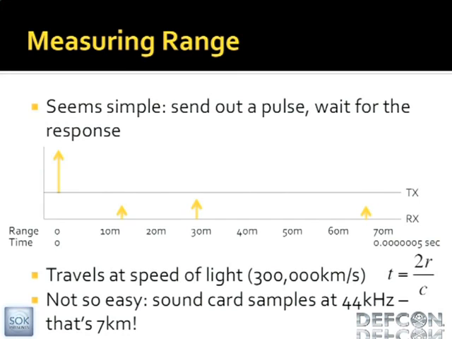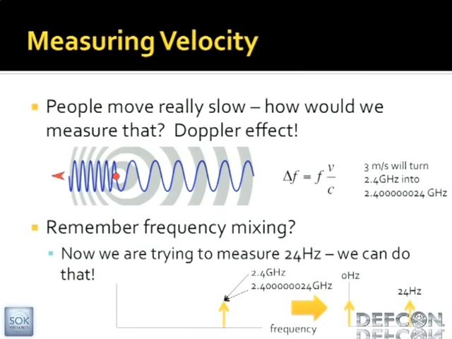So if we're trying to measure velocity now, and I'm going to go back to range in a second. Let's say we want to measure a person walking. Well, they move really slow. So it's going to be kind of hard to see a real change, right? So the way this is done is with the Doppler effect.